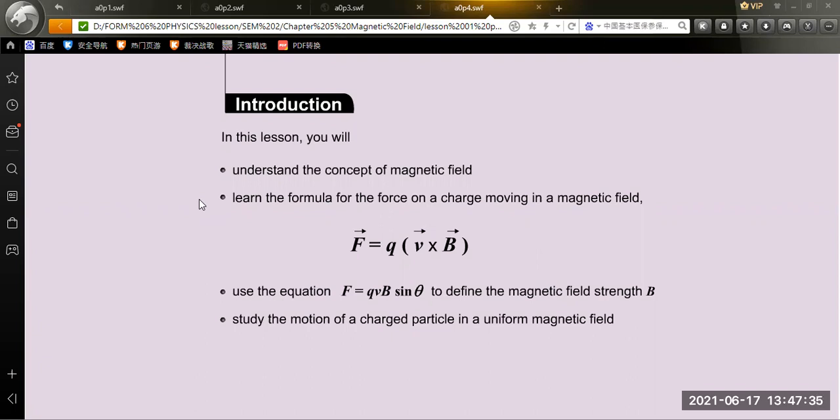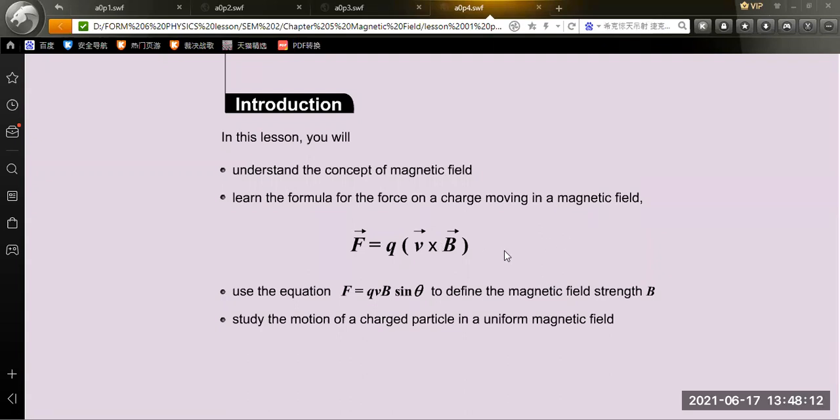Ladies and gentlemen, you notice that the F, the V, and the B with an arrow on the symbol show that it is a vector. F, V, and B have not only magnitude but also direction. So this means that we need to consider the direction of the force, the direction of the velocity, and the direction of the magnetic field.